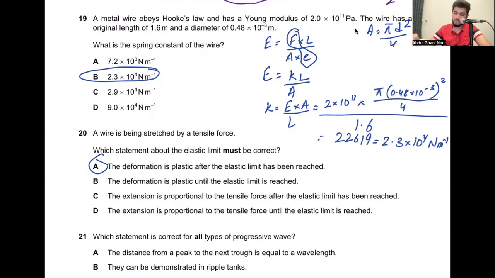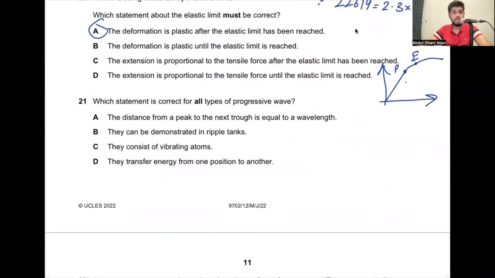The extension is proportional to the tensile force after the elastic limit has been reached. No, this is before the limit of proportionality. The extension is proportional to the tensile force until the elastic limit is reached. No, it's until the limit of proportionality. If you were to look at the graph, you have a straight line initially up till the limit of proportionality. Let's label that P. And then you have the elastic limit somewhere over here. And then you have the plastic region or the plastic deformation after the elastic limit. So force is directly proportional to extension up till this point.